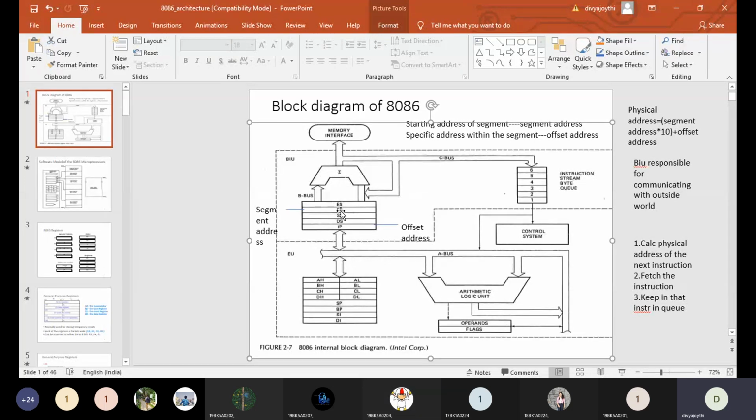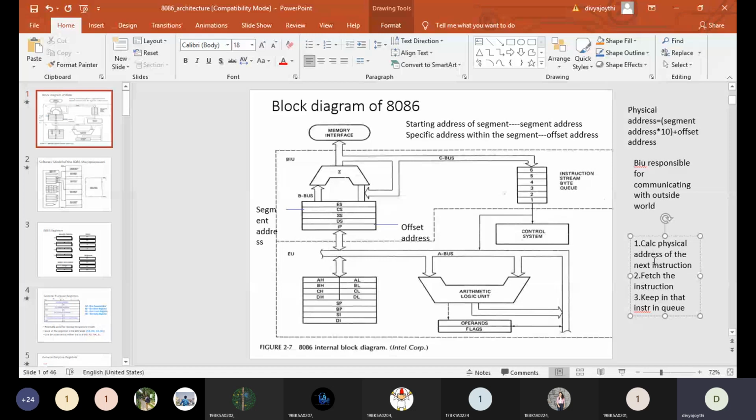Yes, ma'am. The code segment register will give the segment address through this particular line, and the instruction pointer will give the offset address through this particular line. So as this has two input lines, inputs are received from these registers and the physical address is calculated. See here, the first operation is calculation of the physical address of the next instruction. Where will the instructions be? All the instructions will be in memory only. A group of instructions is nothing but a program, and the program will be stored in memory only.